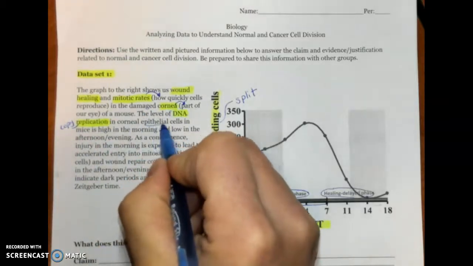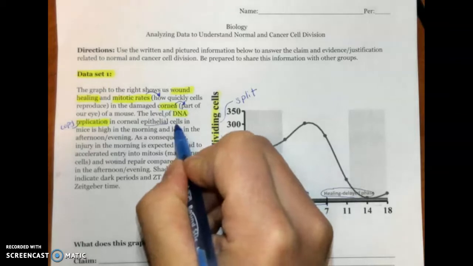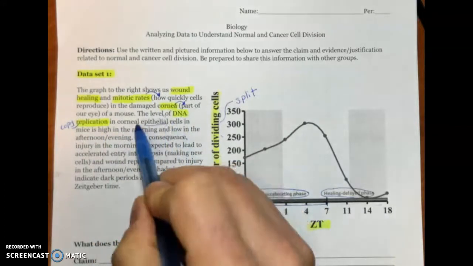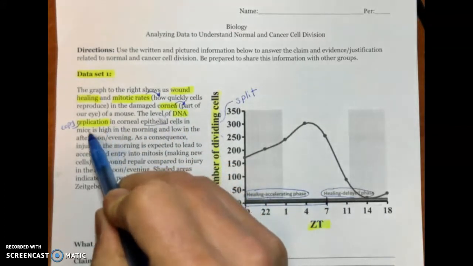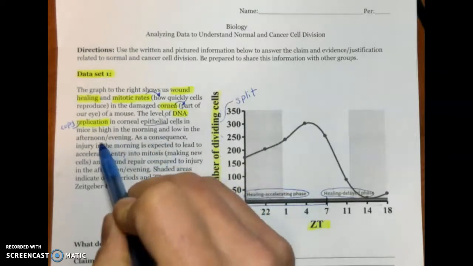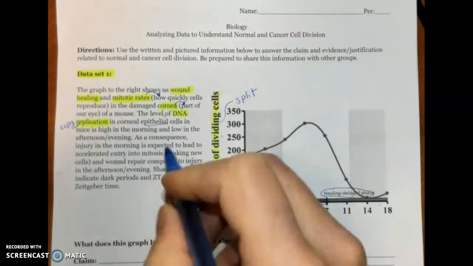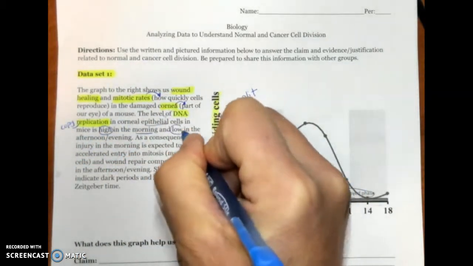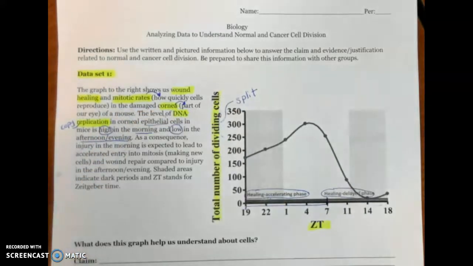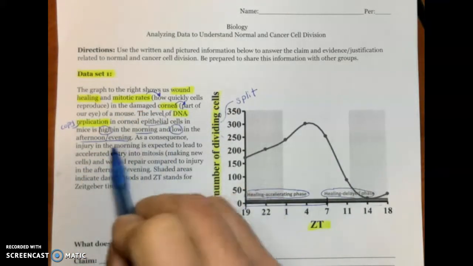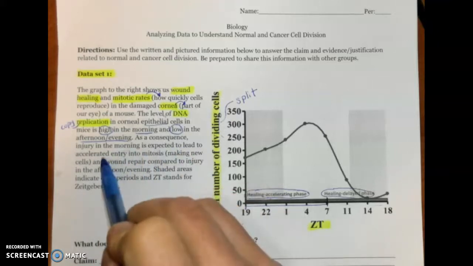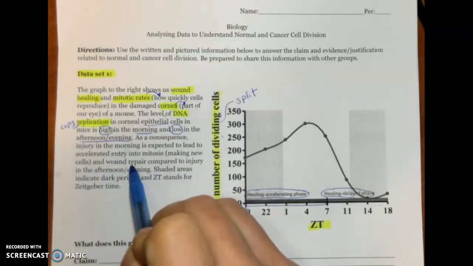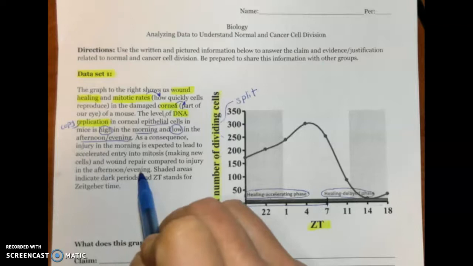Not quite sure what epithelial means, but I do know what cells are, and I know what the cornea is, so I'm looking at cells in the cornea. So the level of corneal cells copying in mice is high in the morning and low in the afternoon, evening. So what we see is the rate is fast early, and it is slow later in the day. As a consequence, injury in the morning is expected to lead to accelerated entry into mitosis, making new cells, and wound repair compared to injury in the afternoon, evening.